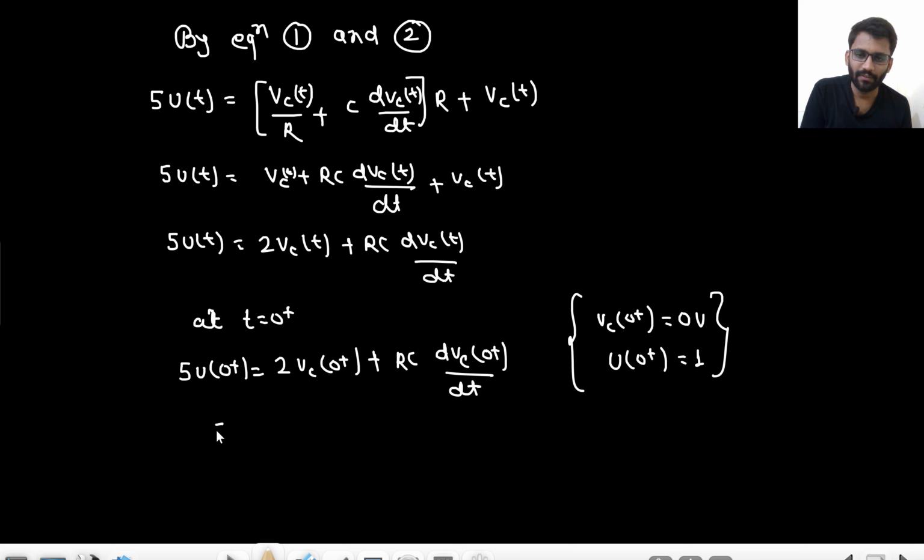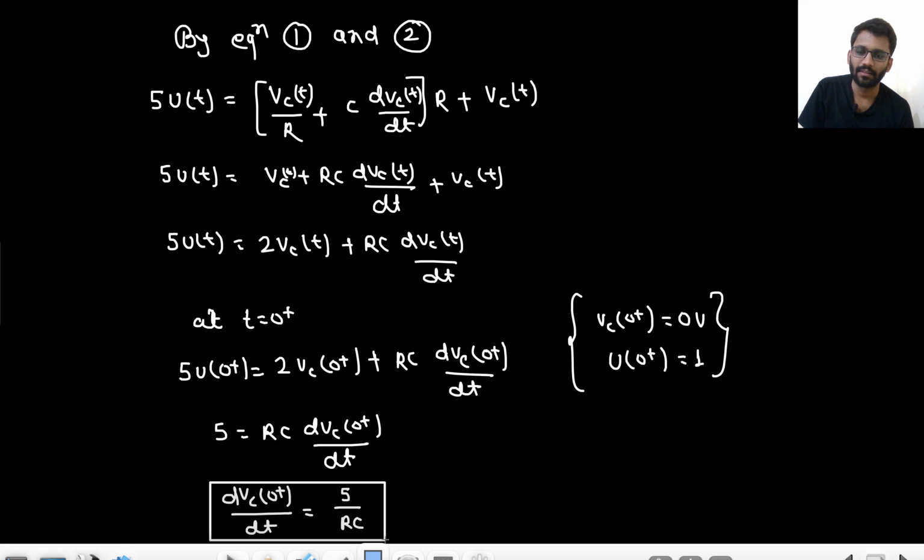So 5 will be equal to RC dVc(0 plus) by dt. So dVc(0 plus) by dt is 5 by RC. This is my final answer. Got it? And method 2 will also be there. What is method 2?